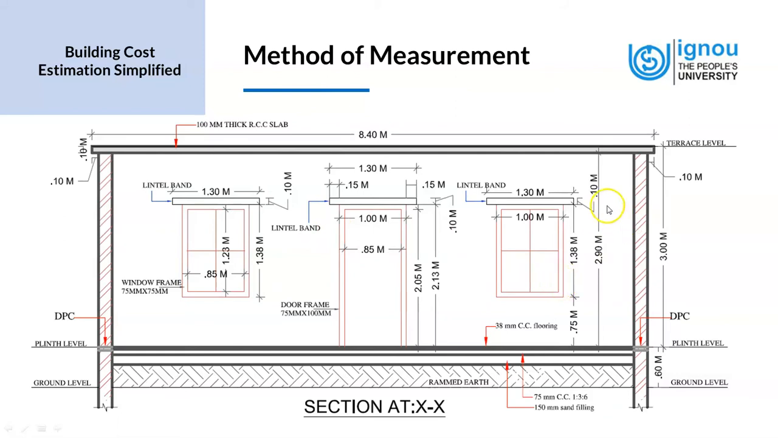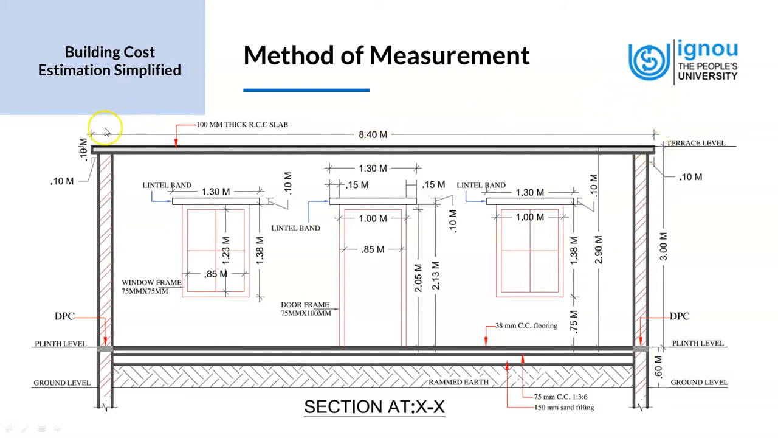Now, one important piece of information that we have from this drawing is the internal clear height of the room from the floor level. We see the dimension 2.9 meters, which is from the bottom of the roof slab to the top of the floor level. That's 2.9 meters. Then we have the terrace level.